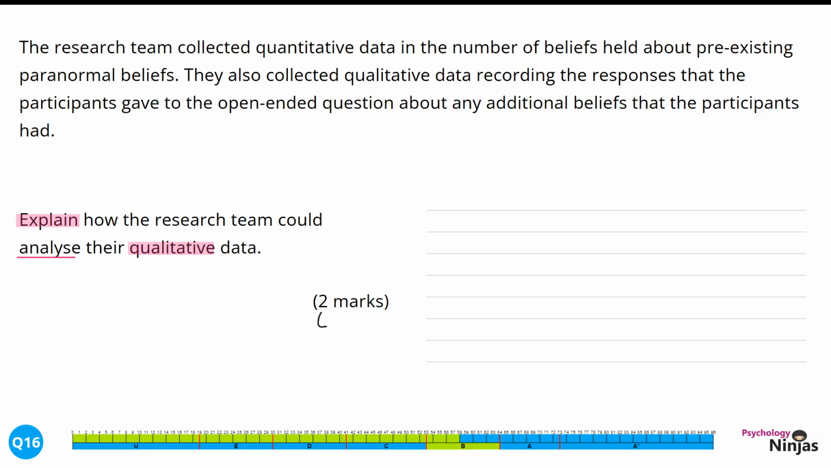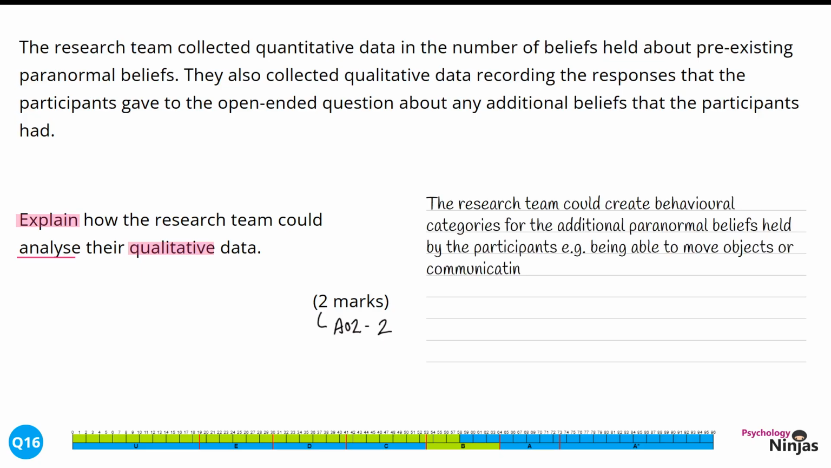As this question has a stem, we need 2 separate ways or 2 separate ideas for our 2 AO2 marks. Both need to be linked into the context of our stem in order for us to gain lots of marks for this particular response. Let's have a look at our answer. The research team could create behavioural categories for the additional paranormal beliefs held by the participants. For example, being able to move objects or communicate with dead people.